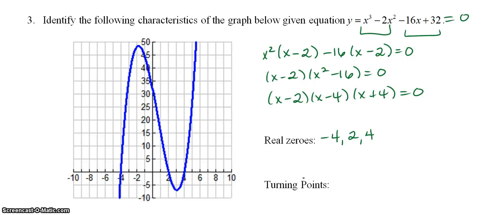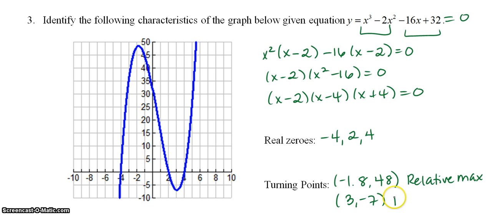There are 2 turning points here, and we're just going to approximate them. So this is about at -1.848. We call that a relative max. And the next one is (3, -7), and we call that a relative min.